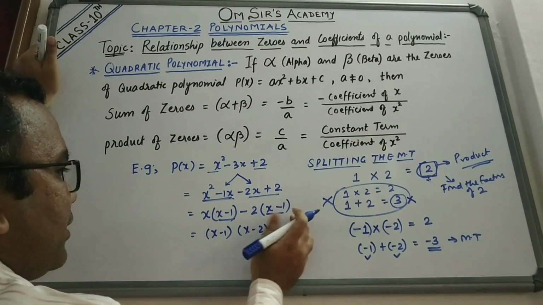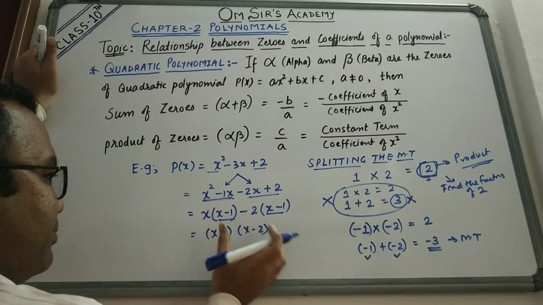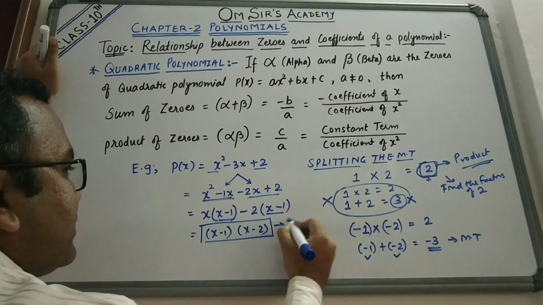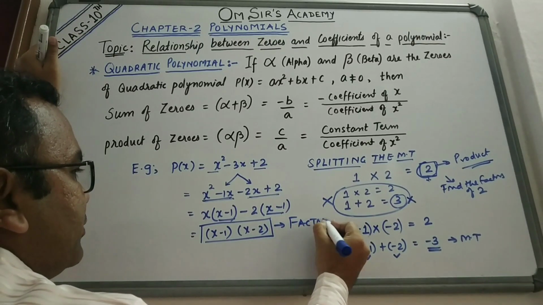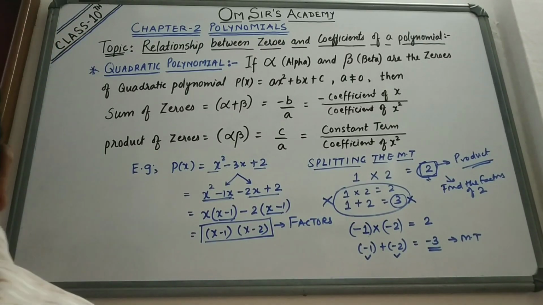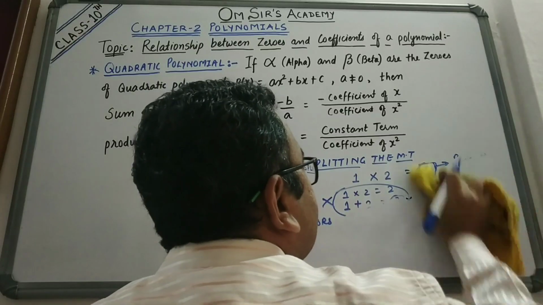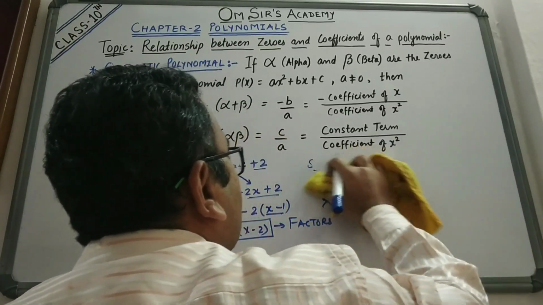तो मेरा ये एक फैक्टर था और रिमेनिंग क्या था? x -2, ये दूसरा फैक्टर है. So these two are called as the factors of polynomial. What they are called as? They are called as the factors of a polynomial. Is it understood, friends? Now I am rubbing this.